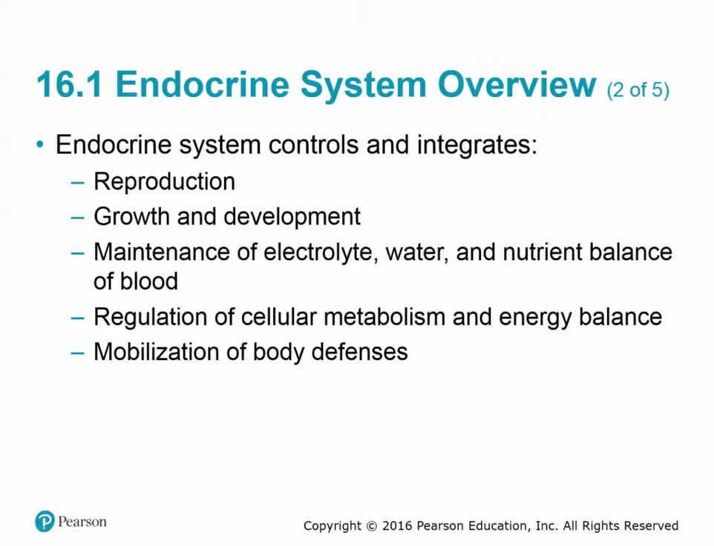So some functions of the endocrine system include control and regulation of things like reproduction, growth and development, nutrient and water balance in the blood, regulation of metabolism, your energy balance, and also mobilization of body defenses. So the immune system is also going to be regulated and influenced by certain hormones.